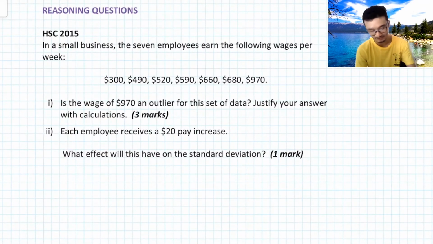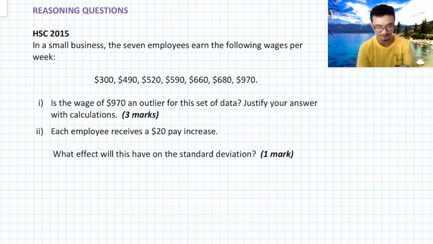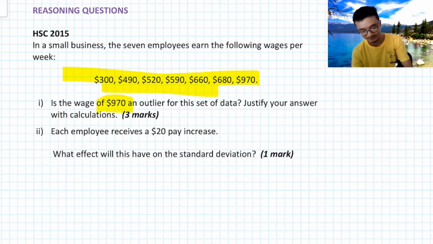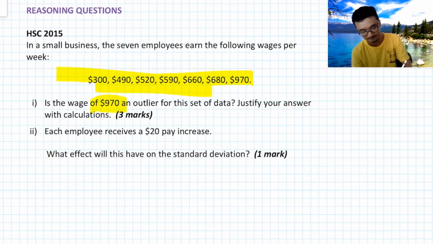But let's have a look at some questions. These are what I call reasoning questions. Here's a first example. We've got a small business and 7 employees that earn the following each week, and we want to work out if 970 is an outlier or not. Remember, for an outlier you have to apply certain conditions. It's not enough to just say, oh, it looks pretty far out.